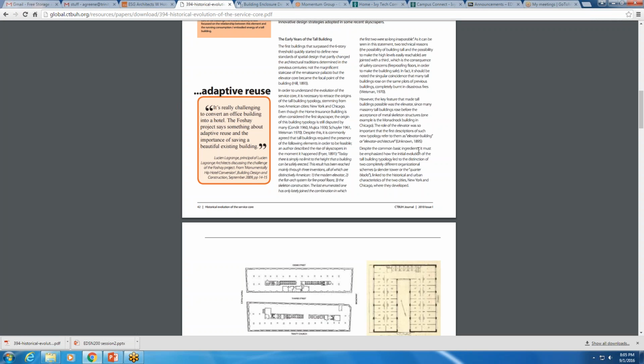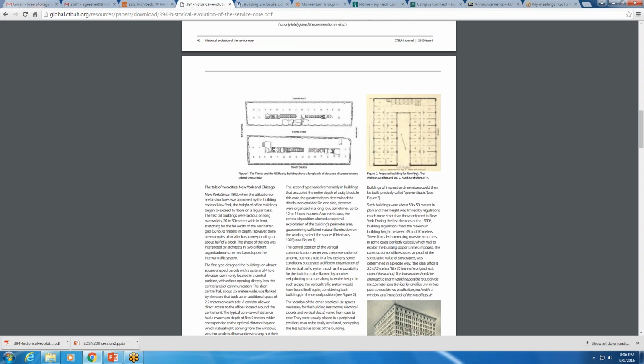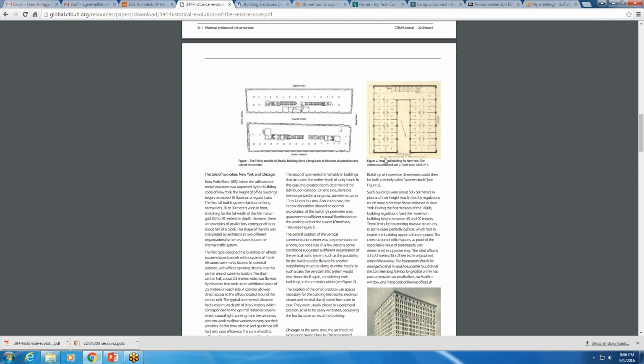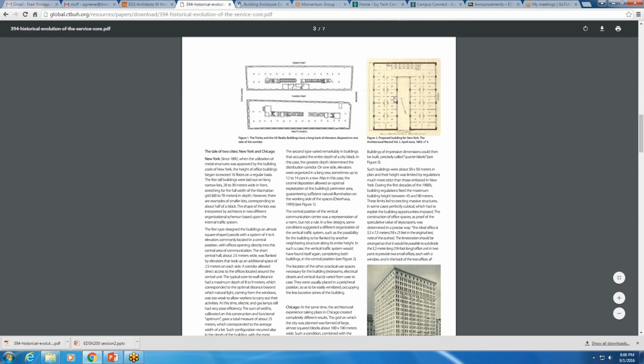Despite the common ingredients, it must be emphasized how the initial evolution of the tall building typology led to the distinction of two completely different organizational schemes, a slender tower and quarter blocks, linked to historical and urban characteristics of two cities, New York and Chicago, where they developed. So he gives a few pictures of how they grouped their cores. Here we see a core that's found at the center. And here we see a core that's found at the edge of the building.